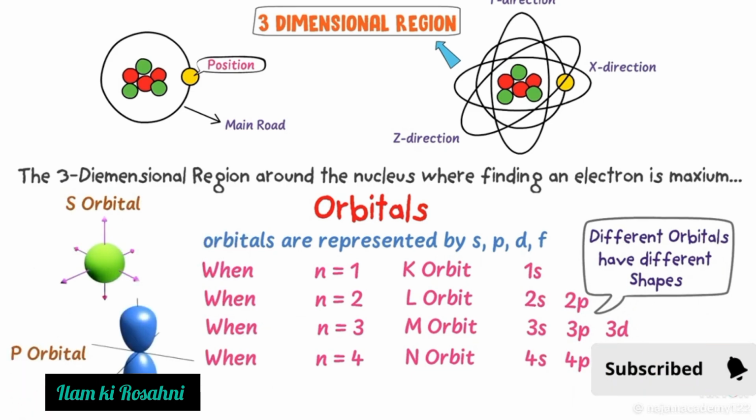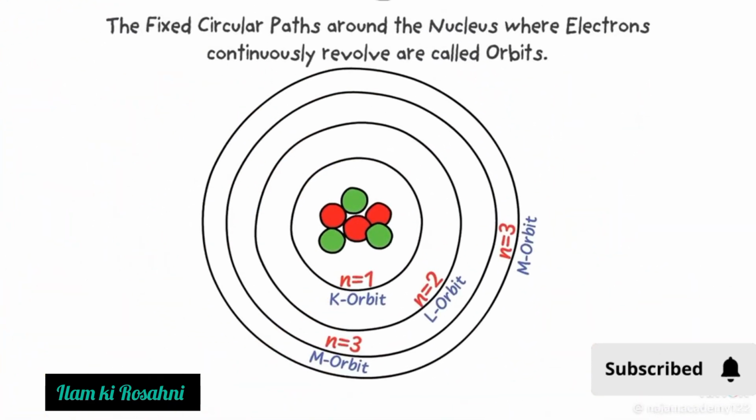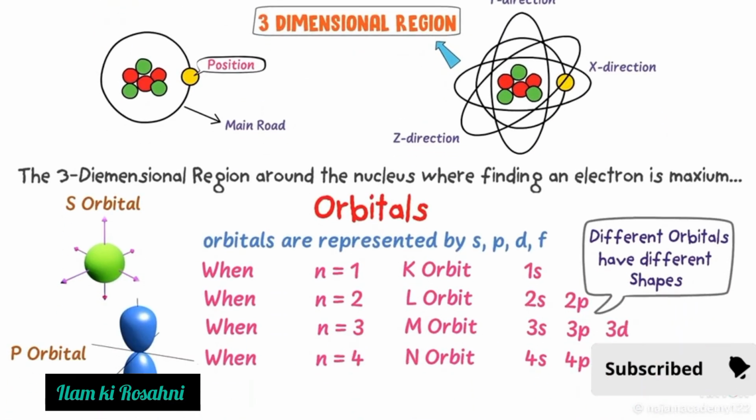To summarize my lecture, we learn that orbits are the fixed circular paths where electrons revolve around the nucleus. Secondly, we learn that orbitals are the three-dimensional region around the nucleus where we can find or locate the position of an electron. This was all about orbit and orbital.